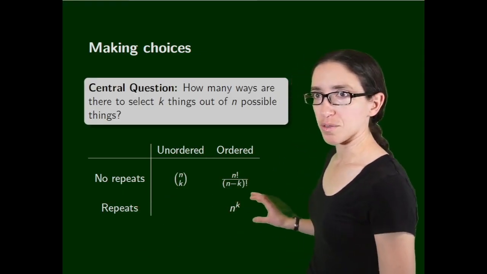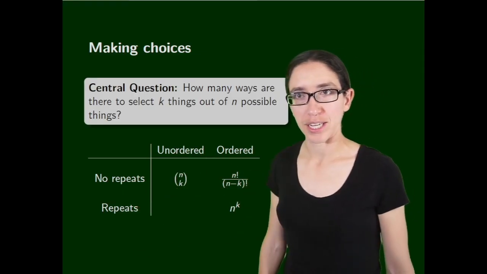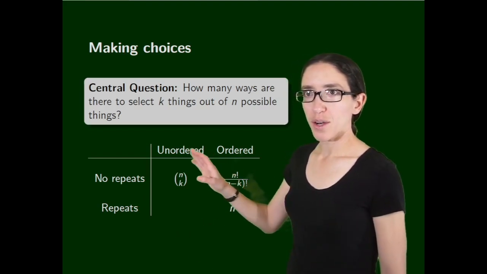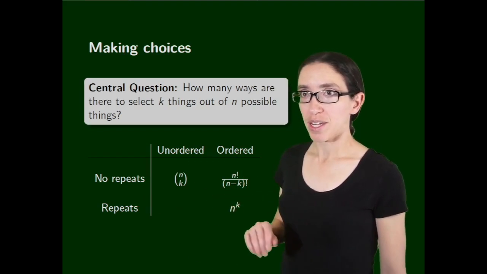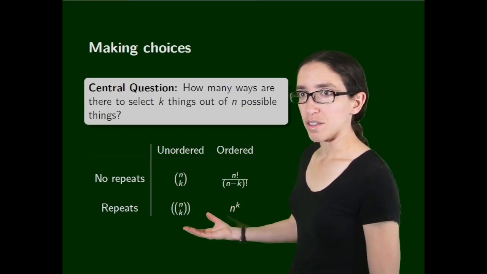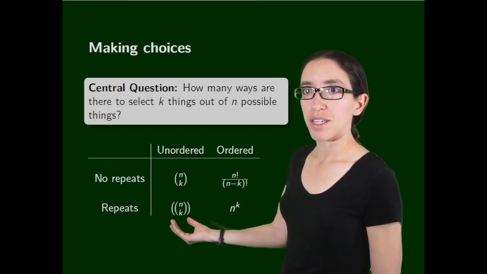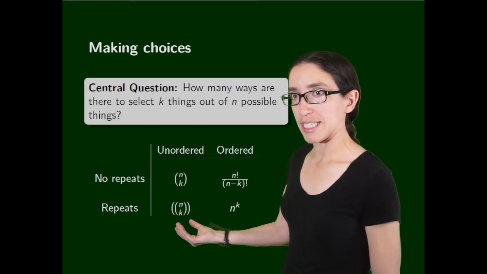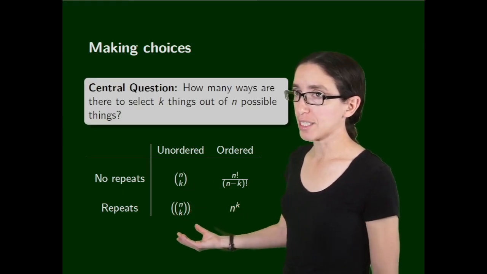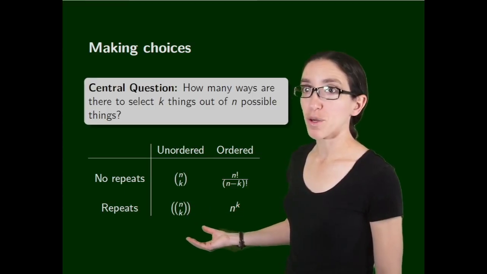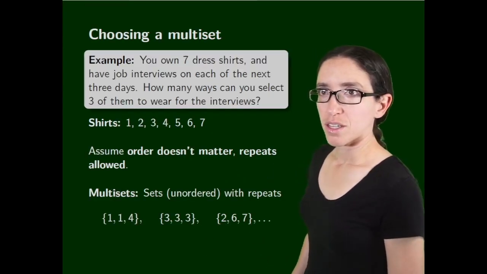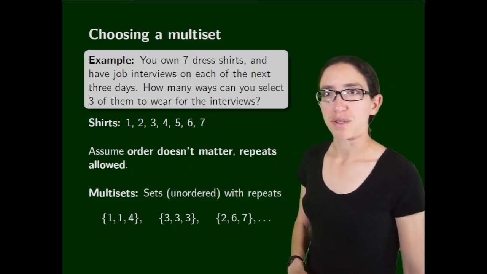We had ways of figuring out the formula for these three entries of the table, but the fourth is a little more complicated. So an unordered choice with repeats allowed is called a multiset. We're going to denote this choice with the symbol double choose, or multi-choose, where you put two parentheses instead of one parenthesis, and it's just the symbol we're going to use, and we're going to find a formula for this in terms of factorials by the end of this video. So let's talk about choosing a multiset.